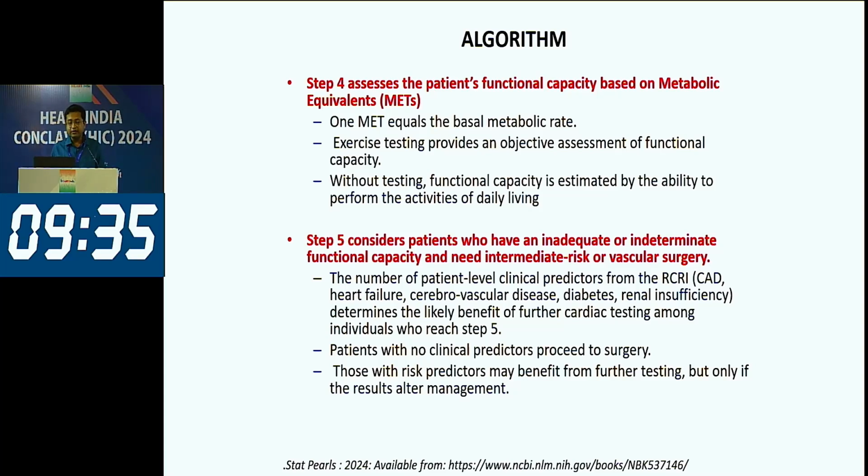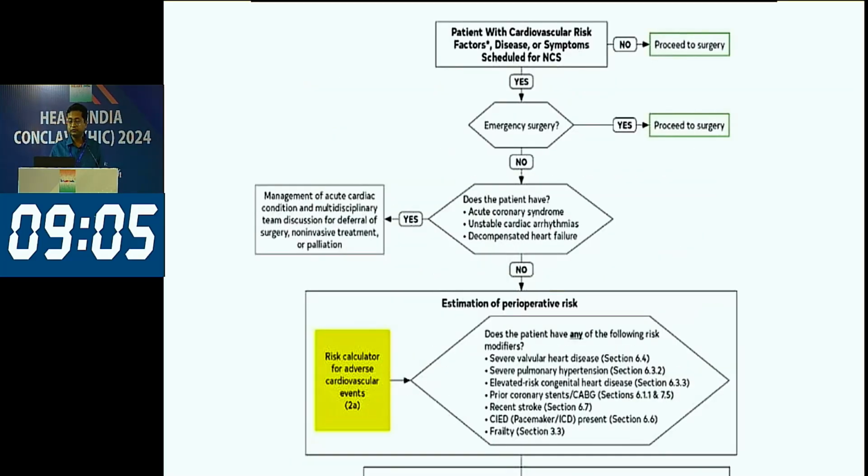Then comes step 5, considering the patient who has an inadequate or indeterminate functional capacity and who needs an intermediate risk or a vascular surgery, which is a high-risk non-cardiac surgery. So here the number of patient-level clinical predictors from various risk factors and the risk calculators are taken. The most common is the RCRI calculator. Patients with no clinical predictors proceed to the surgery and those with high clinical risk factors have to be taken care of. So this is the algorithm I was talking about, patients with cardiovascular disease factors.